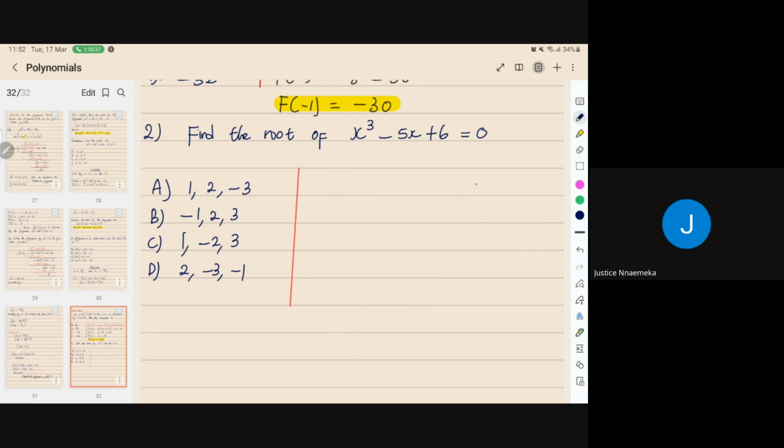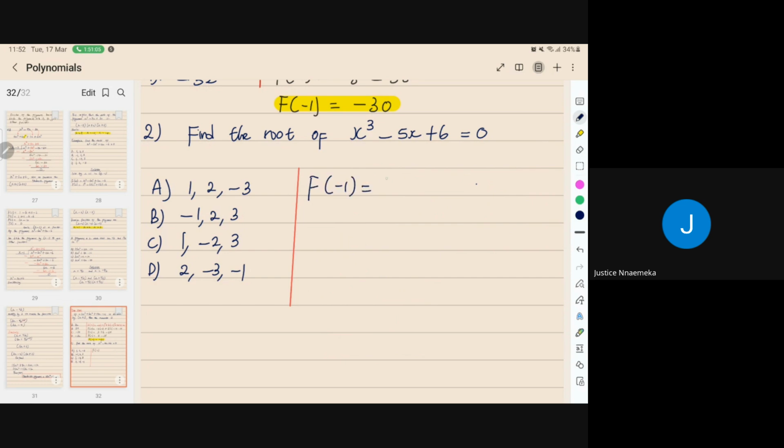Plug in the first one. Let's say we're making use of x equals 1. Let's see whether it's going to give us 0. So that means 1 cubed minus 5(1) plus 6. So f(1) is equal to 1 minus 5 plus 6. I don't think it's going to give us 0, so 1 is not a factor. So let's check for negative 1, but remind me to check for that shortcut, so it will save you time.